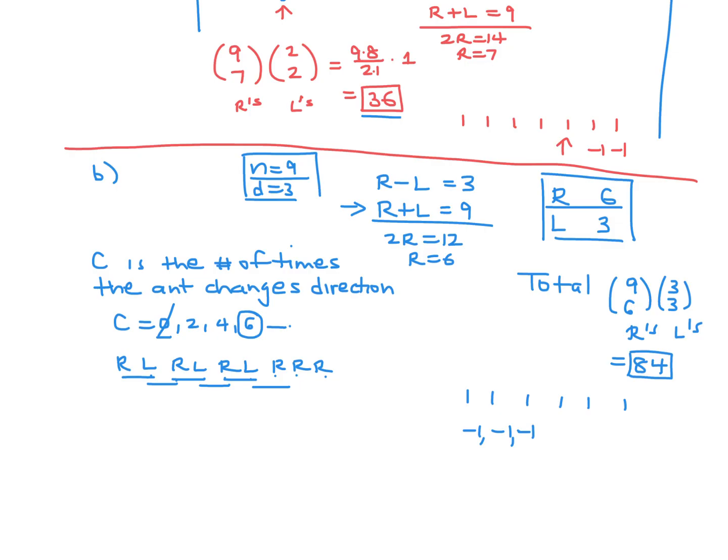Yeah. For this particular situation, I don't think 2 and 4 are possible. Maybe for other values of R and L and N and D and all that. So 6 is an even number. Okay, I got it.